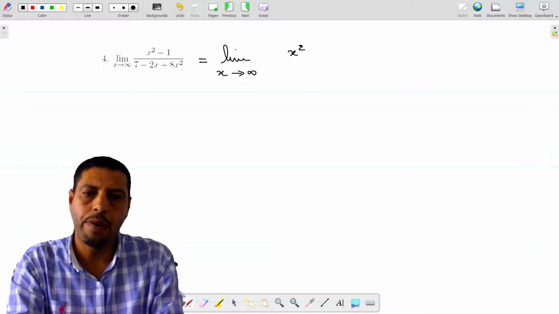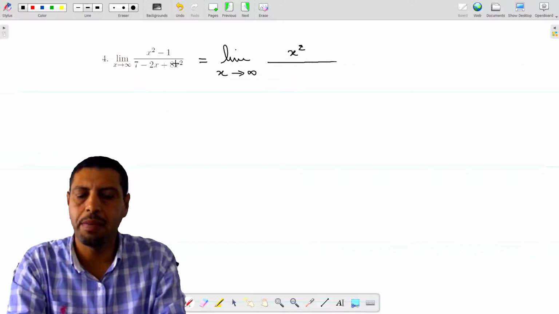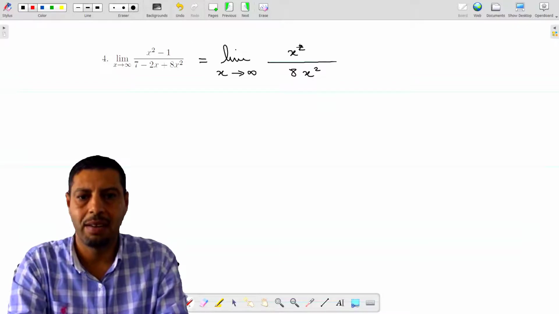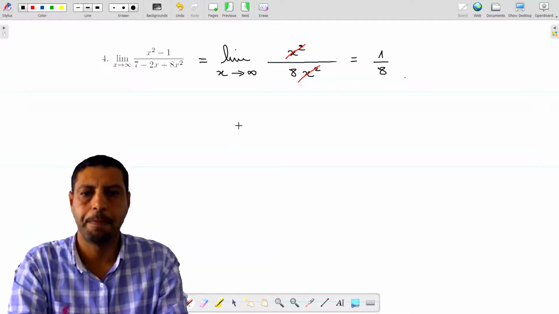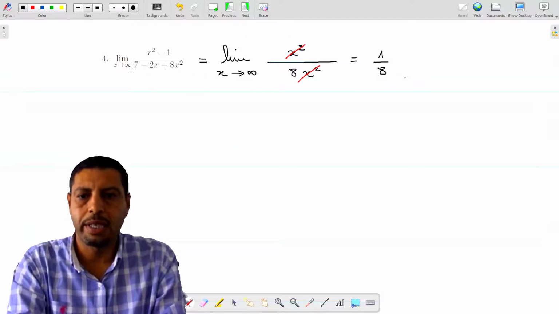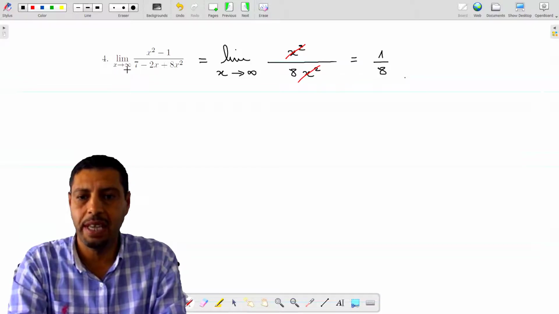So x squared over, and the leading term in the denominator is the term 8x squared, because it's the highest power in this polynomial function in the denominator. So over 8x squared. As you can see here, we can cancel the x squared in the numerator and in the denominator, and the result will be a constant equals 1 over 8. Okay? Keep in mind that you can use this leading terms rule only and only if you have a limit at infinity and you have a rational function. Okay?